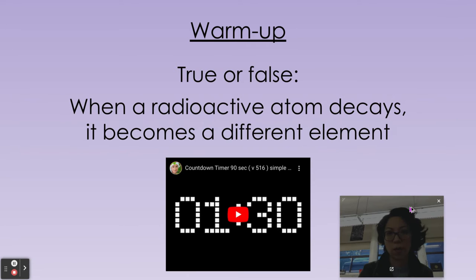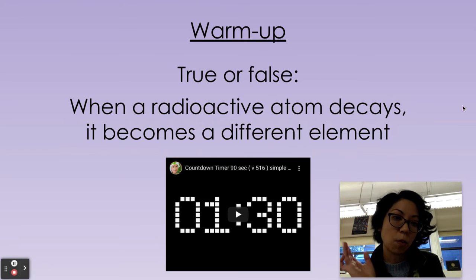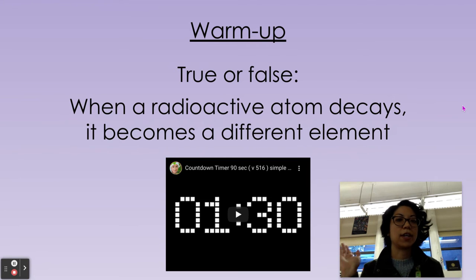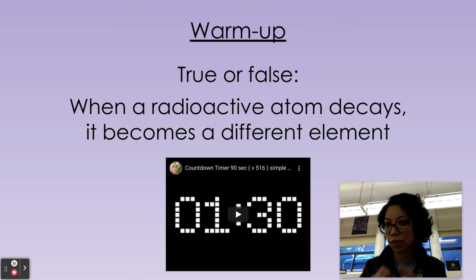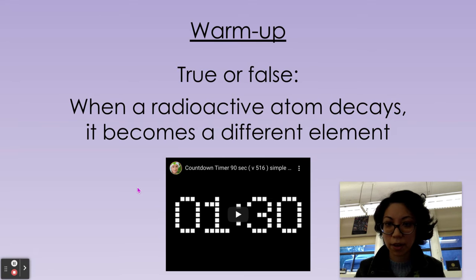All right, let's go. So just think to yourself for this one, true or false? When a radioactive atom decays, it becomes a different element. And that is true. Radioactive atoms break apart. Usually they'll lose a proton or they'll gain a proton, and that makes them become a different element.